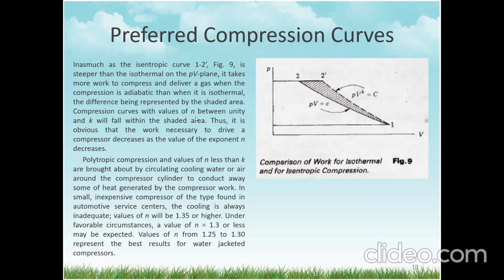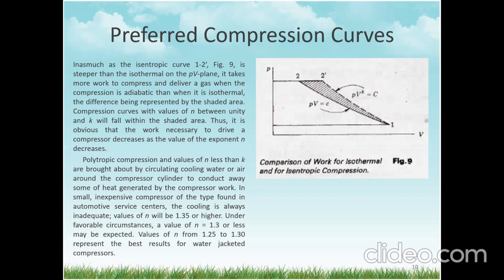Compression curves with values of N between unity, isothermal, and K will fall within the shaded area. Thus, it is obvious that the work necessary to drive a compressor decreases as the value of the exponent N decreases. Polytropic compression and values of N less than K are brought about by circulating cooling water or air around the compressor cylinder to conduct away some of the heat generated by the compressor work.